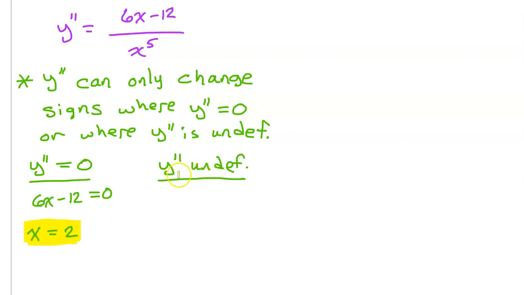Let's keep going. Where is y double prime undefined? Well, this fraction will be undefined wherever the denominator is equal to 0. But this means that x itself will equal 0. So this is another possible location of a sign change. We will figure out whether or not f double prime changes signs by making a sign chart. So I'm going to set up a number line and I'm going to put these values on it and we'll investigate from there.